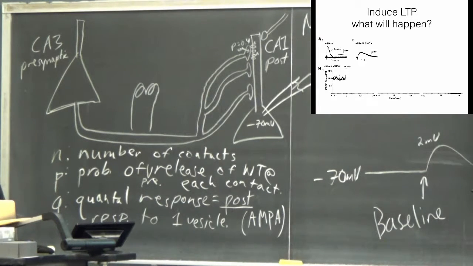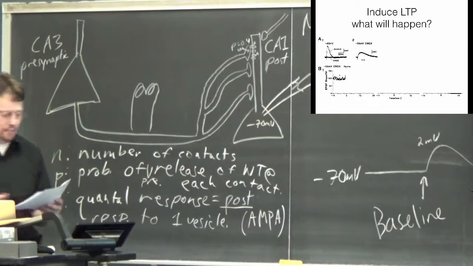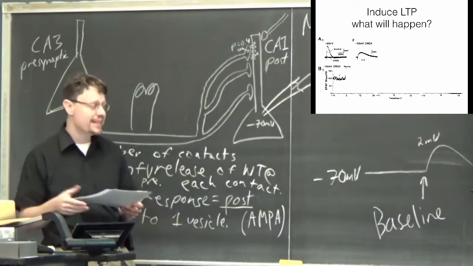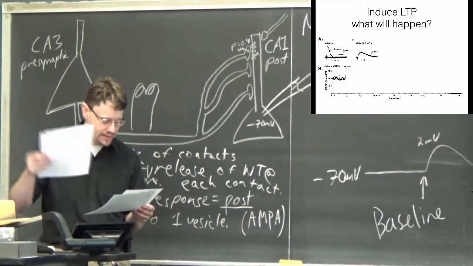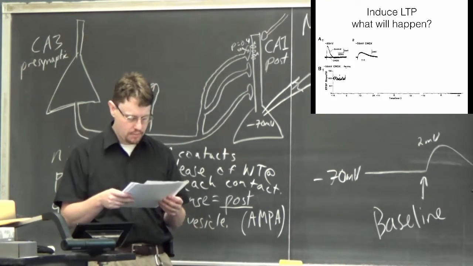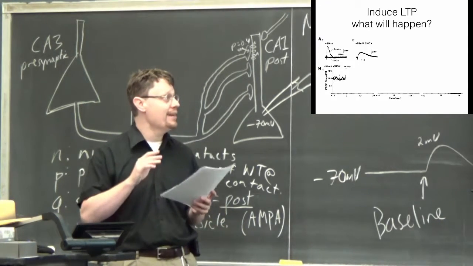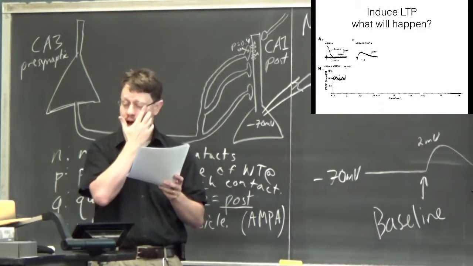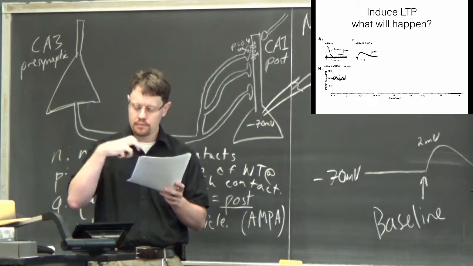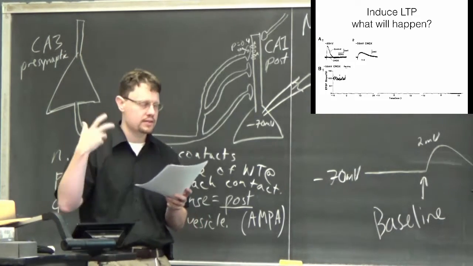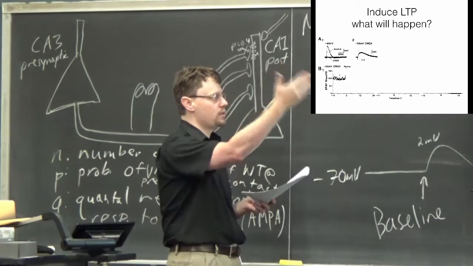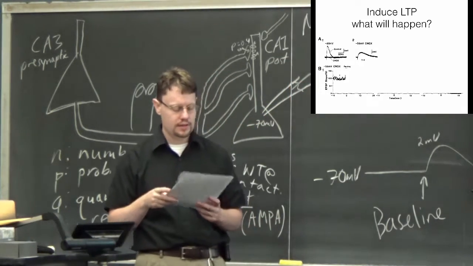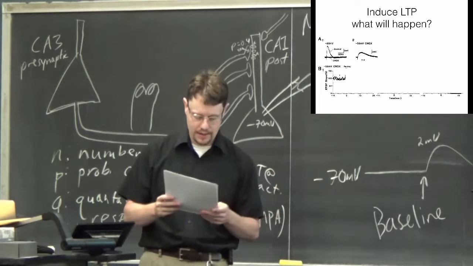Okay, and so rather than me tell you what happened, instead I want you all to think about the prediction, what you predict would happen. I have some handout assignments with three questions on them. If LTP is created by an increase in neurotransmitter, then what would you expect is going to happen after this? If instead LTP is an increase in the number of AMPA receptors, then what would you expect to happen after this?